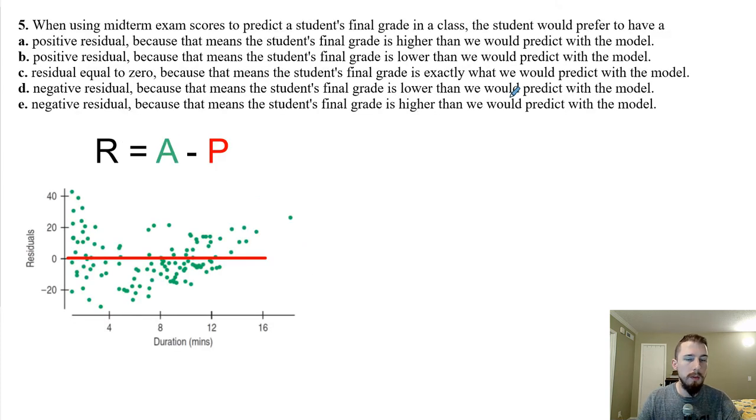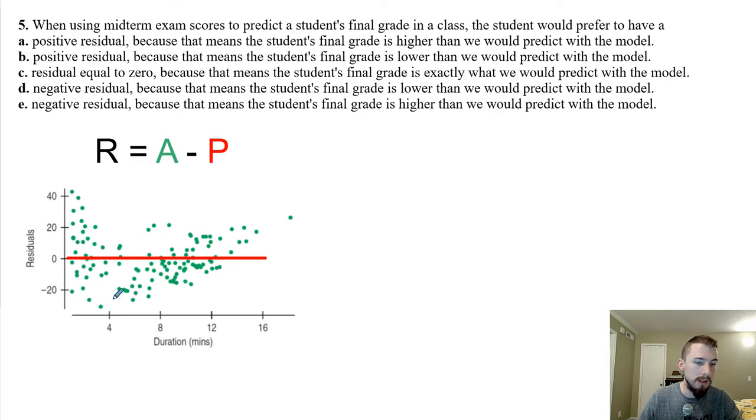When using a midterm exam score to predict the student's final grade in the class, the student would prefer to have what? All right, so we're using the midterm to predict their final grade. So we'd rather have a higher than predicted final grade based on our midterm score. So with the residual plot, anything that's above the model, the line itself, which would be 0 in this case, is going to be more than what we expected.